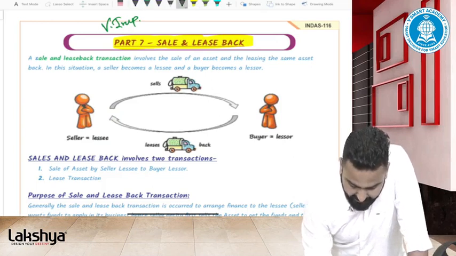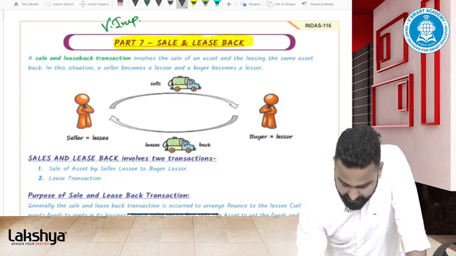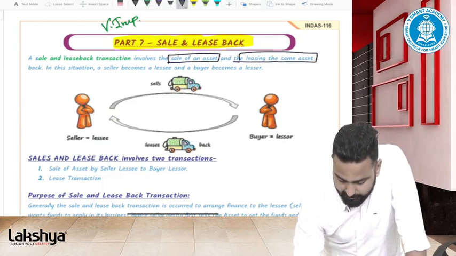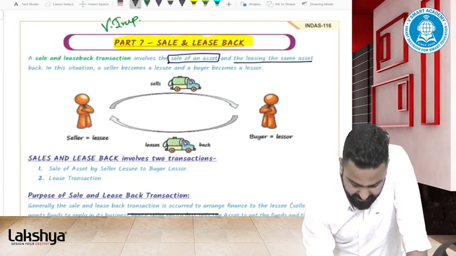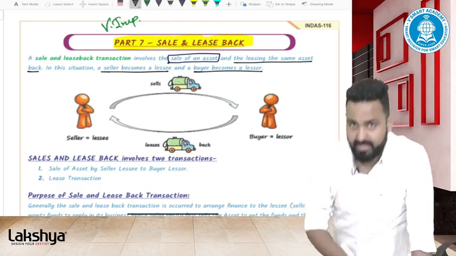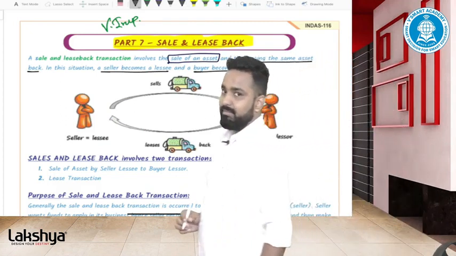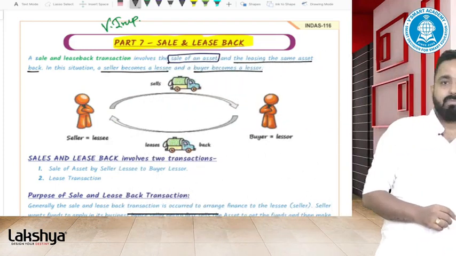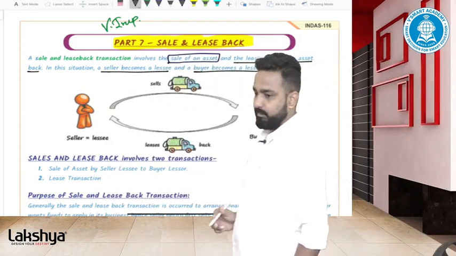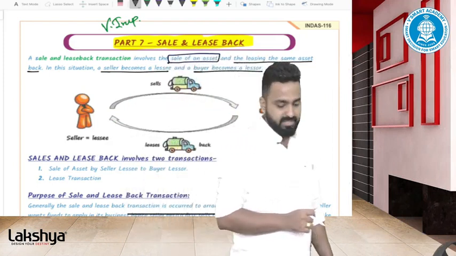A sale and lease back transaction involves the sale of an asset and leasing the same asset back. In this situation, the seller becomes lessee, and the buyer becomes lessor.